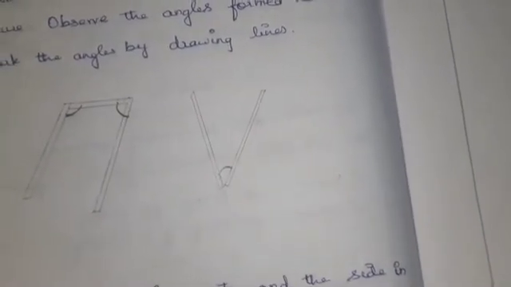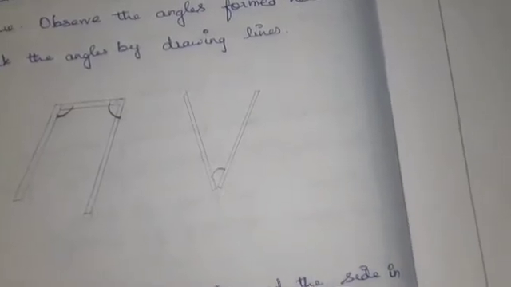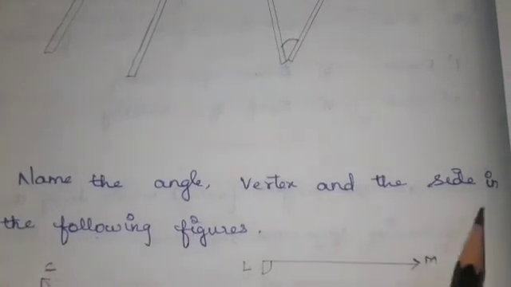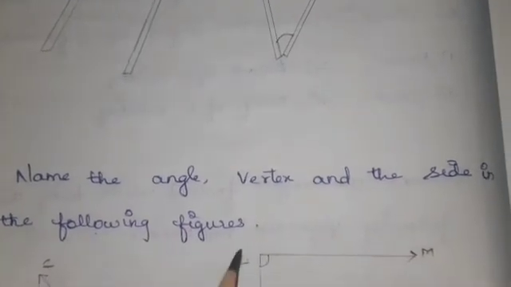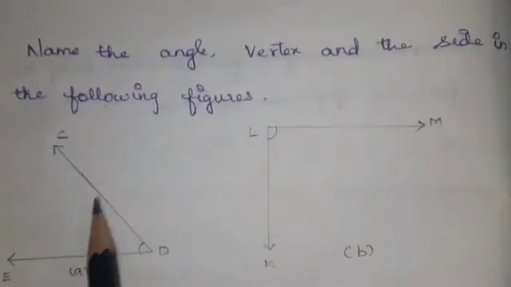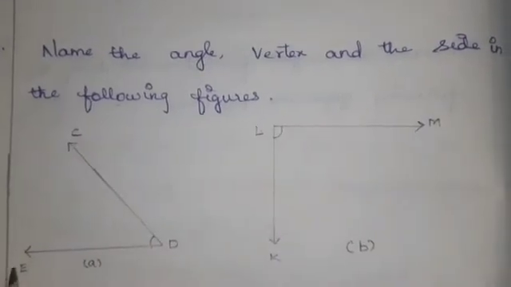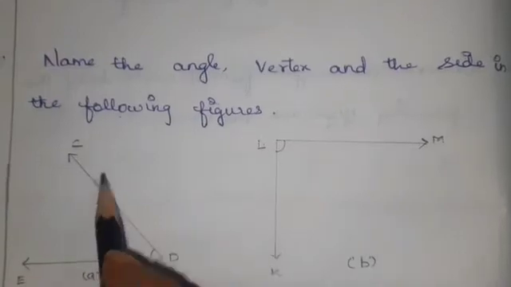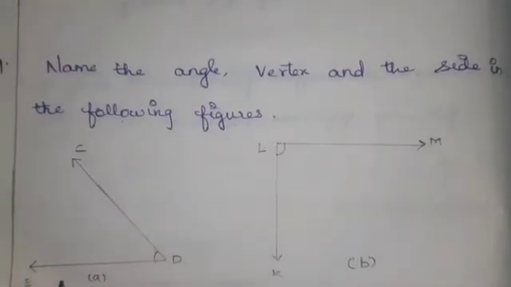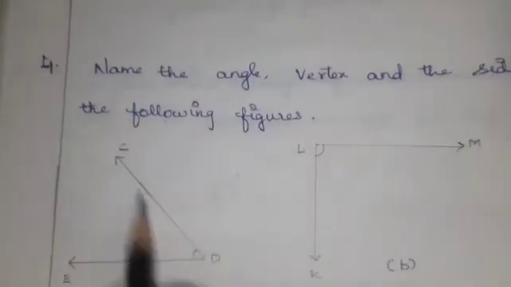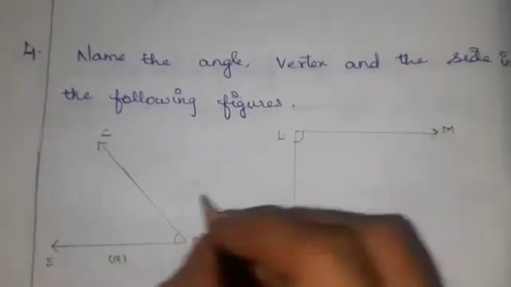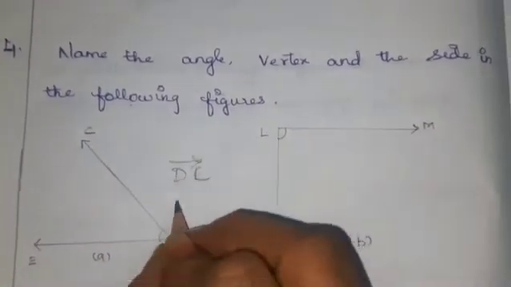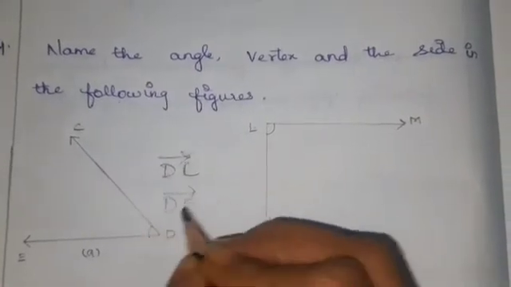Now let's solve the fourth problem. Name the angle, vertex and the side in the following figures. See here, this is a given figure. Here, what are the sides? These two are the sides. DC and DE are the sides.